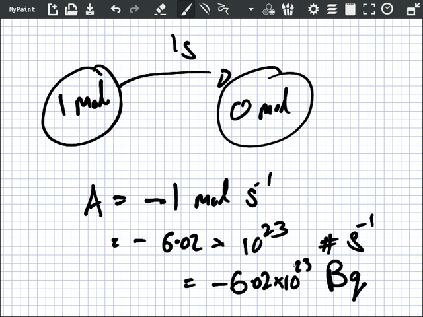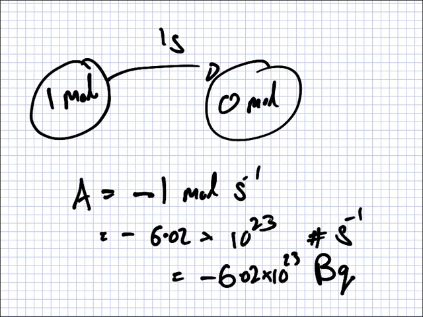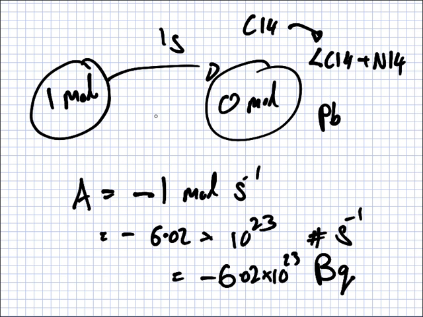So how did they become other moles? It decayed. Like earlier, remember we said we have C14, and C14 becomes less C14 plus N14. So maybe it became something else, maybe like it became lead or something. But you have no radioactivity left.